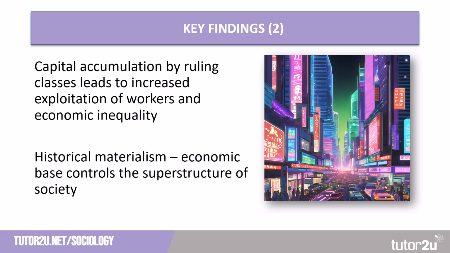Marx's theory of historical materialism suggests that the economic base of society, the way goods are produced and exchanged, shapes the superstructure: politics, culture, ideology. Changes in the economic base lead to changes in the superstructure. For example, the transition from feudalism to capitalism brought about significant changes in social and political structures.